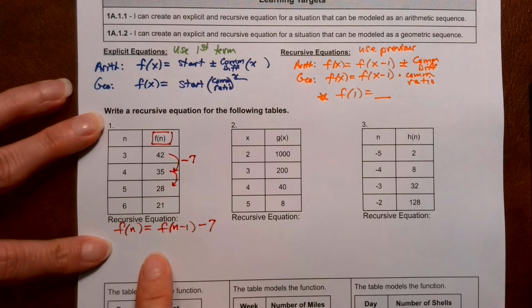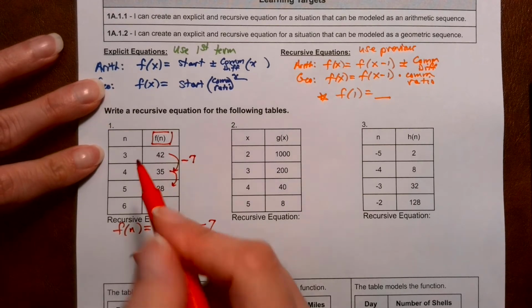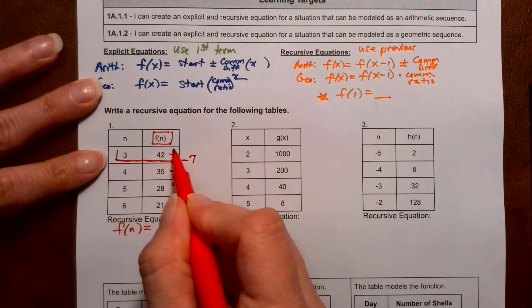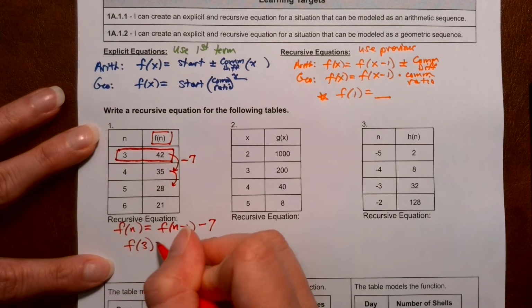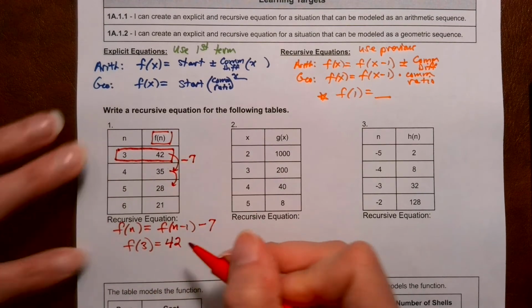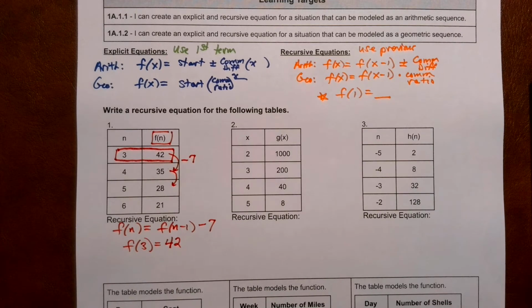Now what about the first term though? Well, we have to get people started. So I'm going to use this first term right here, which happens to be 3. So f of 3, the first one, is 42. Recursive, you use the previous and you really describe the pattern.